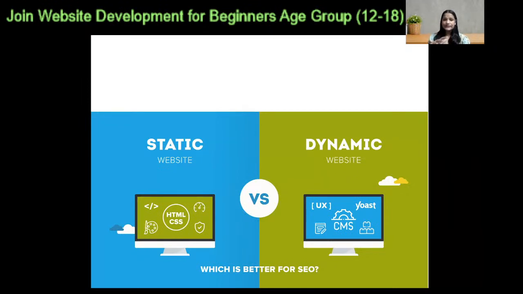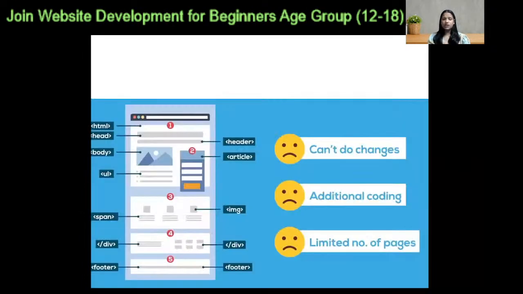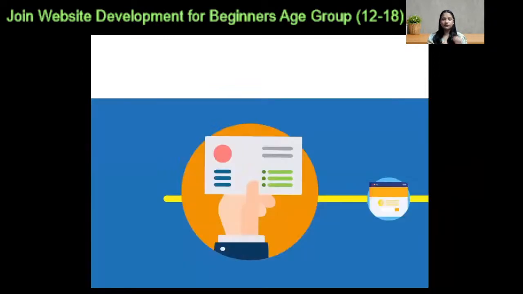So here in the picture, you can see that the dynamic website has UX and CMS, right? The static website has just HTML and CSS. Then what does it mean? It means this is the static website where you can't make changes, that means you can't make real-time changes. There is additional coding and a limitation of pages. I mean to say, with a static site you can make a number of multiple pages, but that is not that effective.